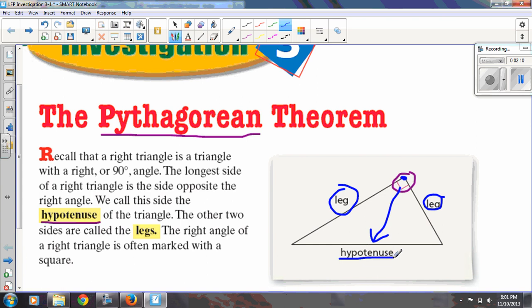So the hypotenuse is always going to be the longest side of your triangle, and it's always going to be straight across from your right angle. You'll see me do this a lot. When I draw a right triangle, I will draw this arrow pointing to the longest side to indicate that that's the hypotenuse. All right, so these are the three parts of the triangle.